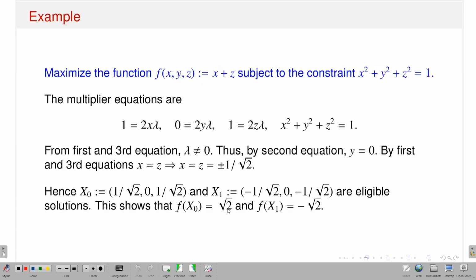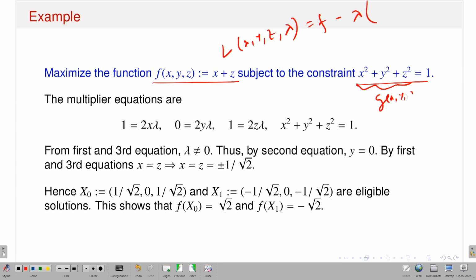I am saying, maximize the function f of x, y, z, which is x plus z, subject to the constraint x square plus y square plus z square is equal to 1. Again, you have to consider the multiplier equations. Again, L, I think this time there are 3 variables, right? So, this function L of x comma y comma z comma lambda is equal to f minus lambda times g, and this is my function g of x, y, z.